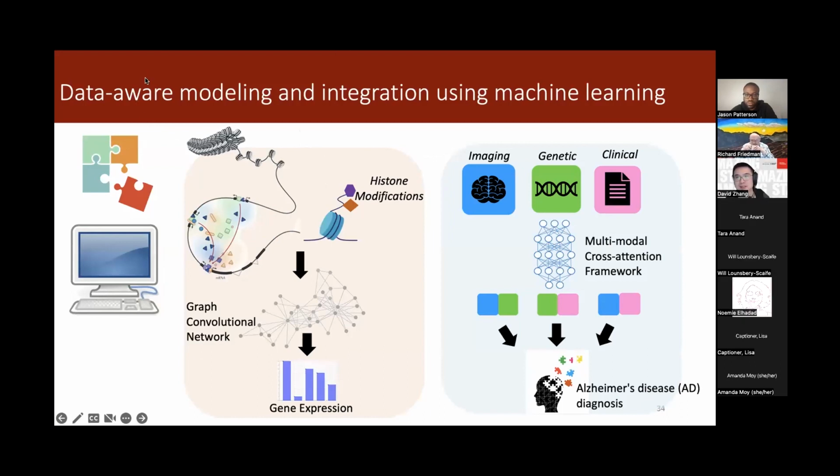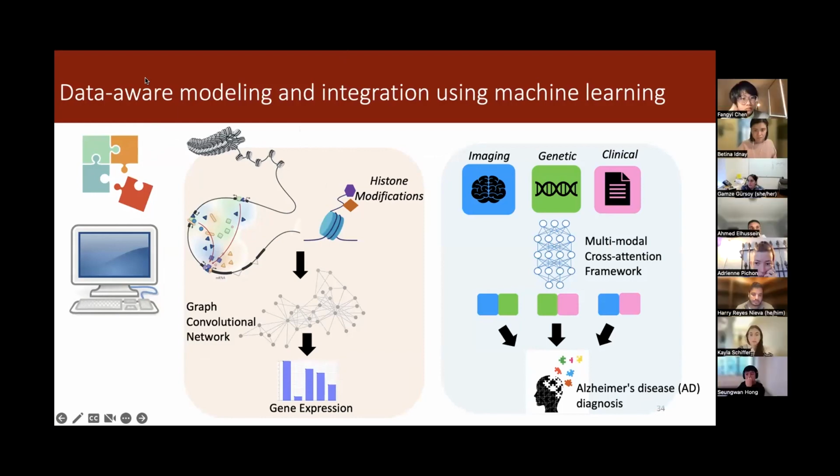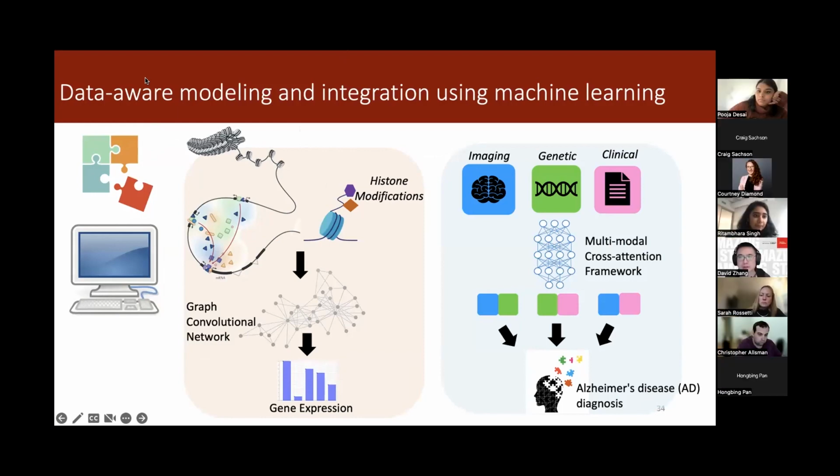A quick question, very interesting story. I was wondering if you had a measurement or assessment of how important relatively the local modifications or the long-range interactions were in your graph model. If you just removed all of the long-range interaction data, what would your gene expression prediction look like?